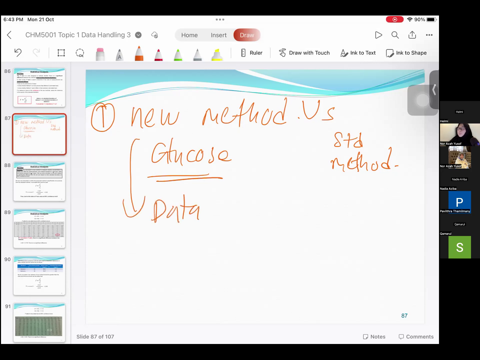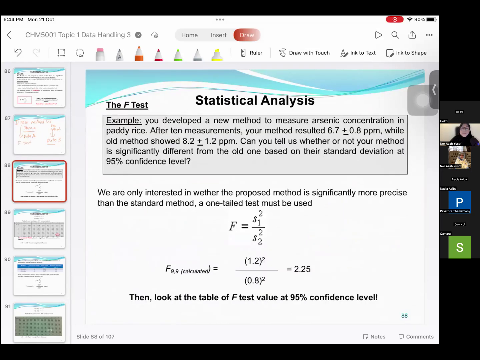And you have to run the same sample with the standard method. You'll get data, so data A, for example, and data B. Before you can say that your new method is good to go, we have to do a comparison with the standard method. There are a few tests that you can do. One is the F test.